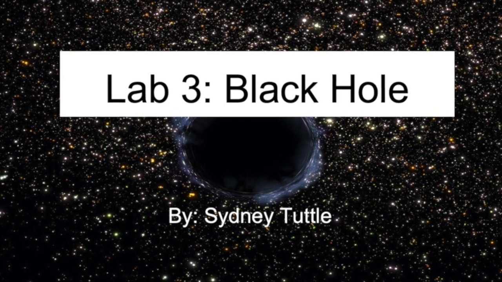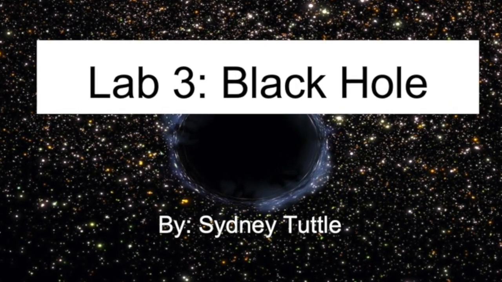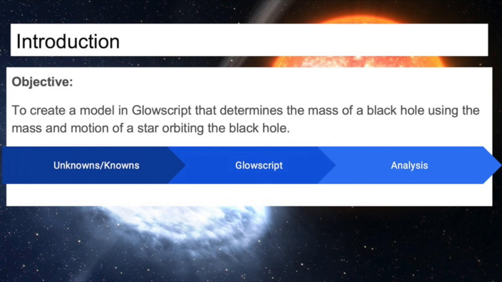Hi, my name is Sydney Tuttle, and this is my Lab 3 black hole. The purpose of this lab was to create a model in GlowScript that determines the mass of a black hole using the mass and motion of a star orbiting that black hole.